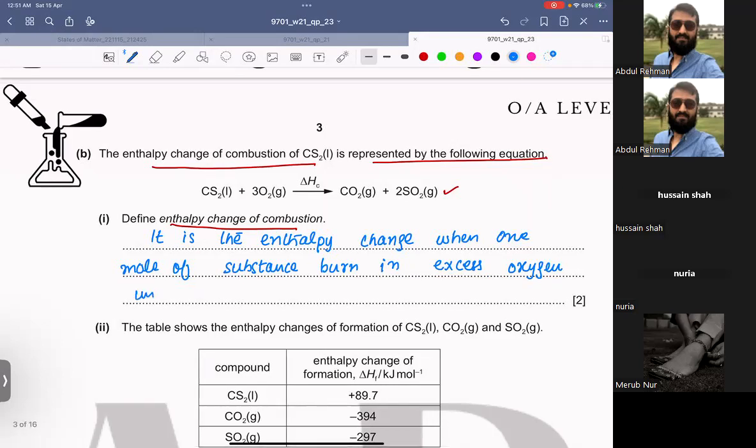Further, right, 1 minute. Don't need to write standard conditions because they have asked you the enthalpy change of combustion over here. They didn't ask you the standard enthalpy change of combustion.